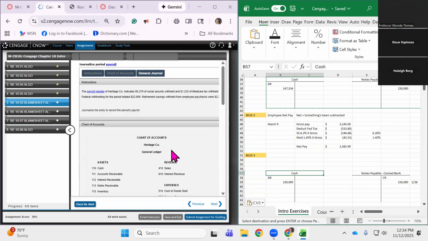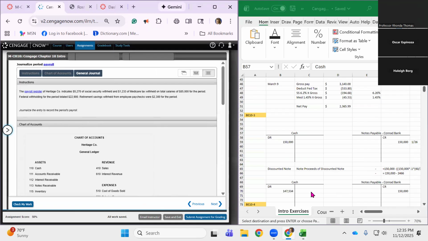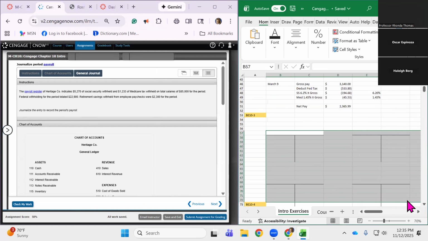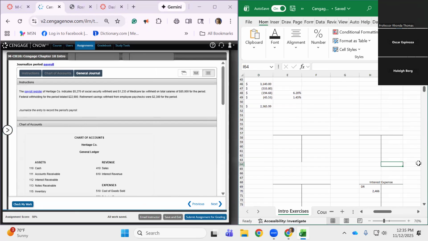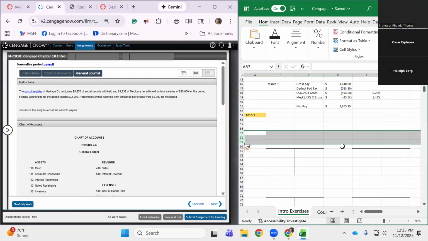All right, let's look here. It says the payroll register indicates Social Security withheld. Hang on a minute. Let me just wipe out this stuff in my T accounts so I'm not messing with it or get confused. Okay, there we go. So let's do a little figure here. Let's put in our amounts and then we'll put them in.